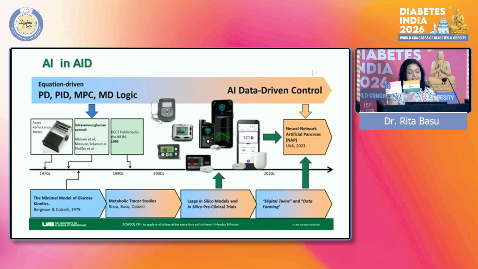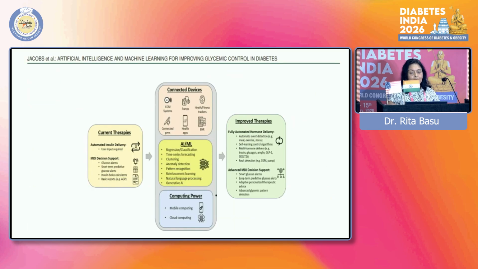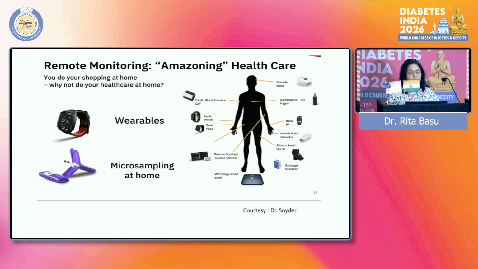This slide, I'm not going to show again because everyone is going to talk about it. I think my husband is talking about all these things. But this is the history of the AI data-driven control that everyone has been talking about, how it has evolved over time. And then, artificial intelligence and machine learning for improving glycemic control. We all are working towards it. So again, I don't want to show that.